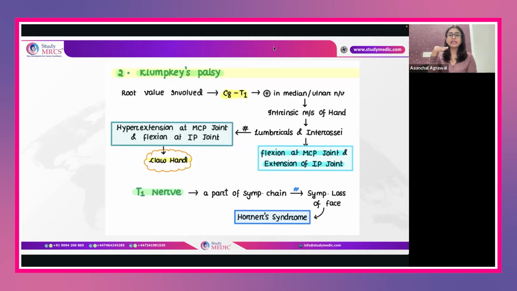And what will be the resulting finding? There will be hyperextension at the metacarpophalangeal joint and flexion at the interphalangeal joints. So this is your claw hand. Okay. Now here comes one important point.